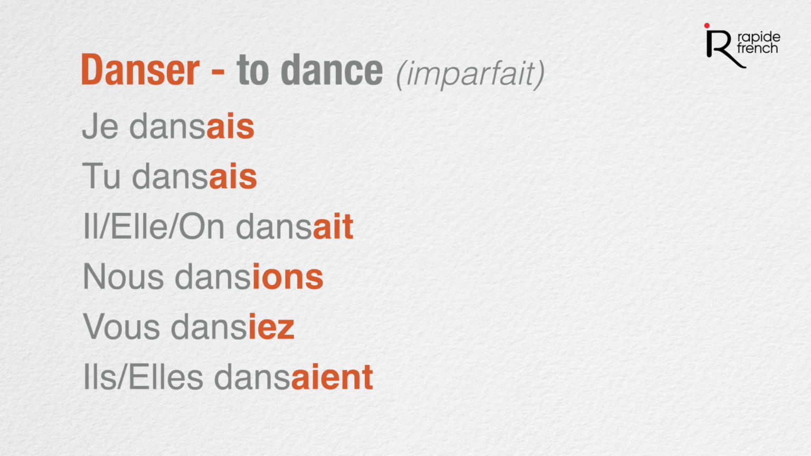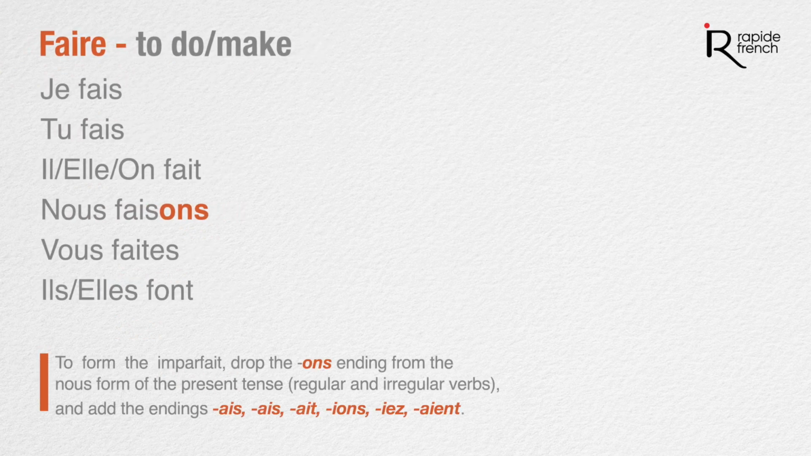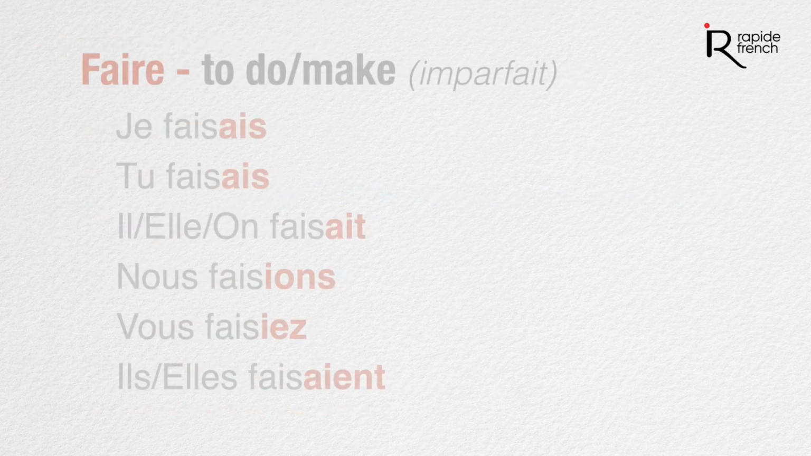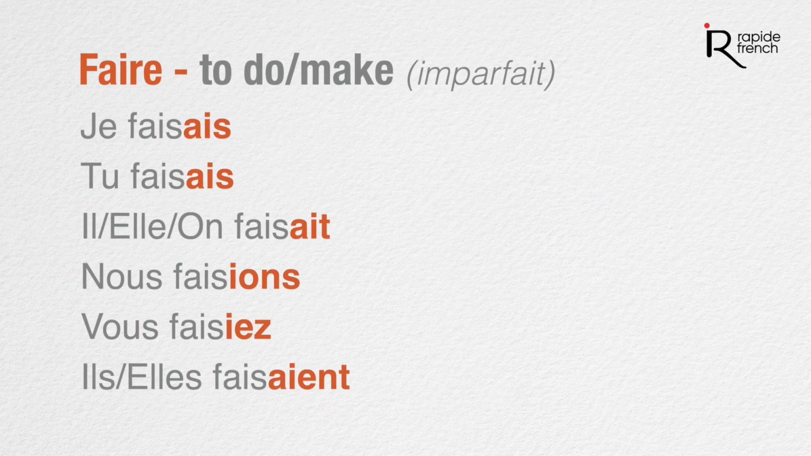Okay, let's take another verb, the verb faire. The verb faire is an irregular verb. So when you conjugate faire in present tense, you have je fais, tu fais, il ou elle ou on fait, nous faisons, vous faites, then ils ou elles font. But what we need is the nous. So bring out nous faisons. We remove the ONS and we're left with FAIS. Now we add the imperfect endings. So je faisais, meaning I was doing, tu faisais, il faisait, elle faisait, and the likes. Okay? It's as simple as that.